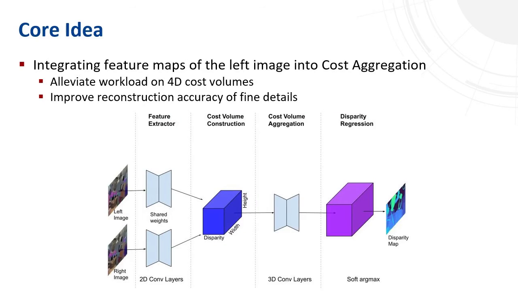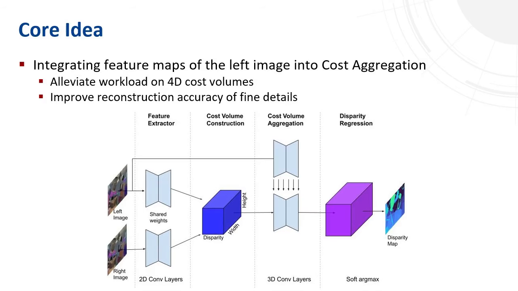In our approach, the model tightly integrates feature maps from the left image into the cost aggregation stage. By doing so, it alleviates workload on 4D cost volumes and improves the reconstruction accuracy of fine details.